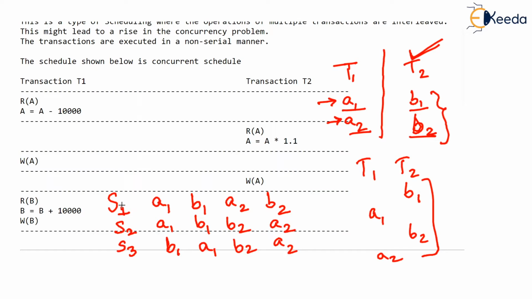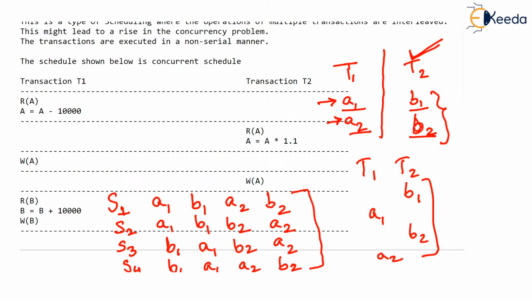And what is the other schedule? S4. It can be that B1 runs first, then A1 runs, then A2 runs, and then B2 runs. This is the fourth schedule possible. You should understand that there is no other concurrent schedule possible other than these four in this case.